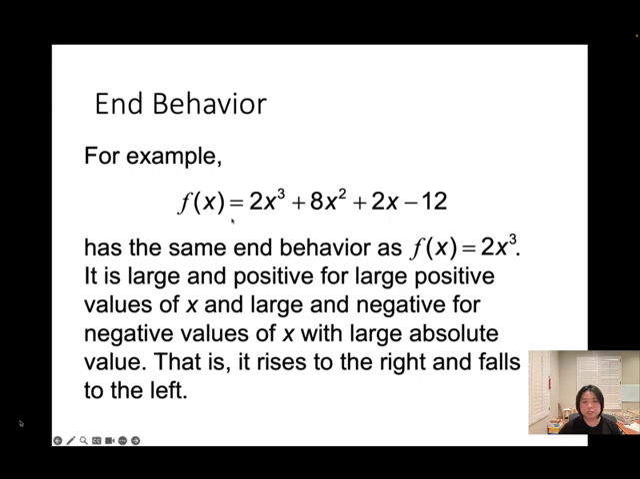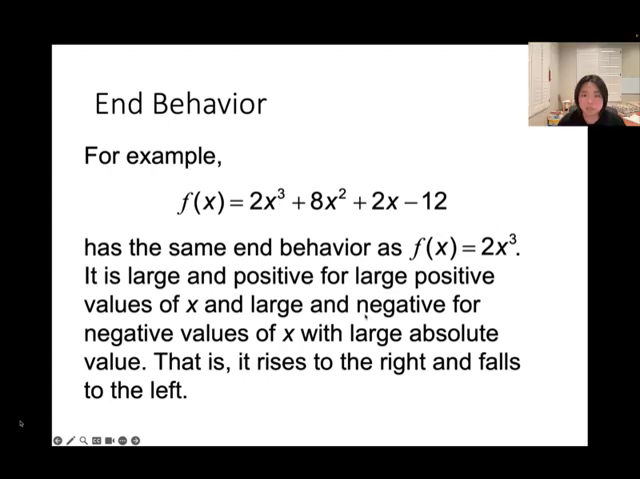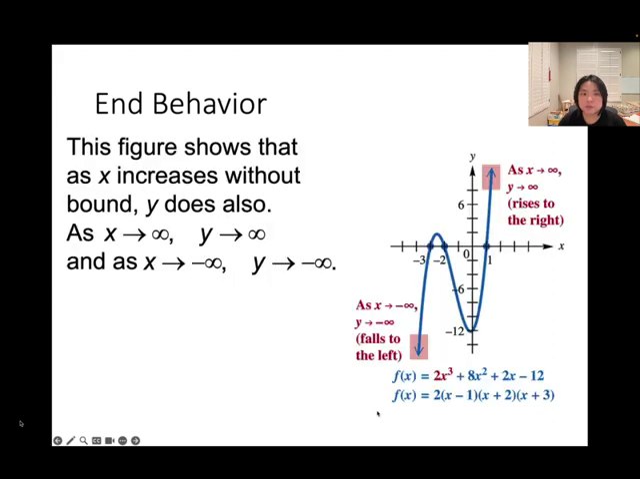For end behavior, for example, I have this polynomial. We only look at the highest degree, so I'm going to look at the 2x to the power of 3. This has the same end behavior as these functions. It rises to the right and falls to the left.